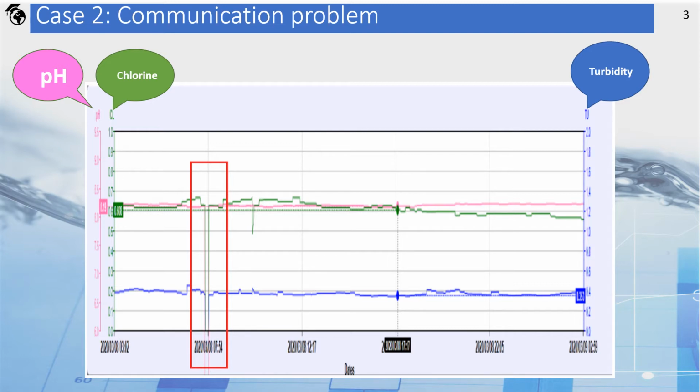It is quite clear that it is not possible to make a change in the composition of the water, so only a communication fault can explain such a situation.